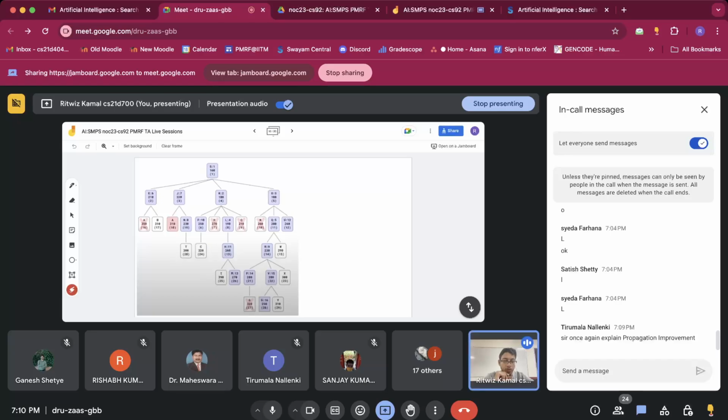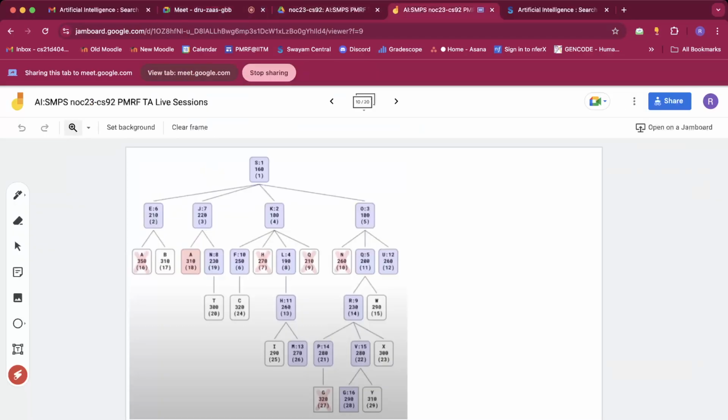Okay, so there's one more doubt about propagation improvement. Let's go over that once more. So basically the idea is, I'll parallelly draw as well so that it's easier. Okay, so we started with S. I'm not writing all the details of the nodes over here. After S we added E, J, K and O.